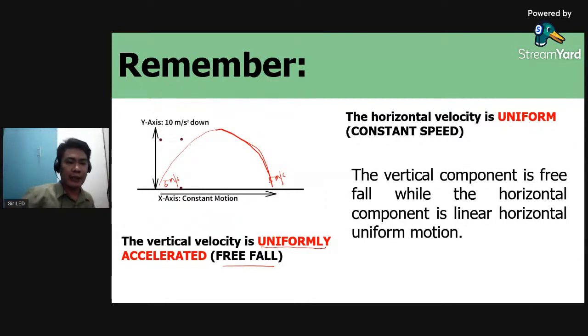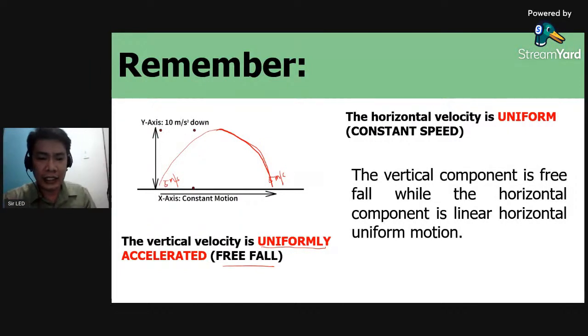Let's try to repeat that. The horizontal velocity, class, is constant from start to finish. So that's why we call that a uniform motion, constant speed. While the vertical velocity is decreasing as it goes upward. When it reaches the maximum height, its vertical velocity there is 0, until such time that it goes downward with an increasing vertical velocity.